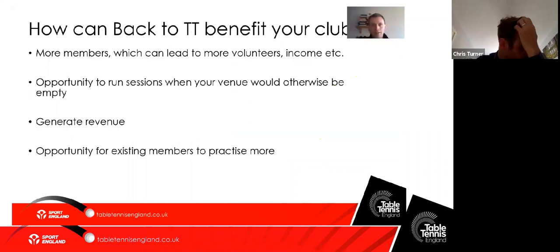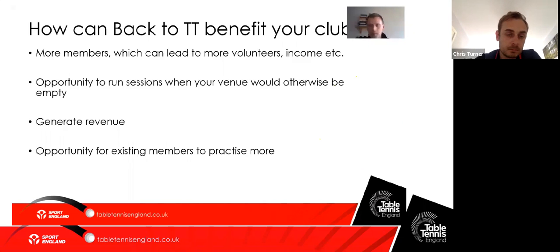So Back to Table Tennis, how can it benefit your club? Again, more members. This has a knock-on effect, leads to more volunteers, which there's a massive shortage of. And of course, it can generate more income. Get that continuous cycle going: more numbers, more members, more volunteers, more money.